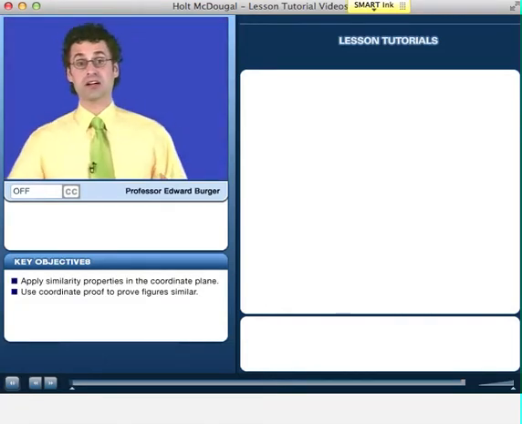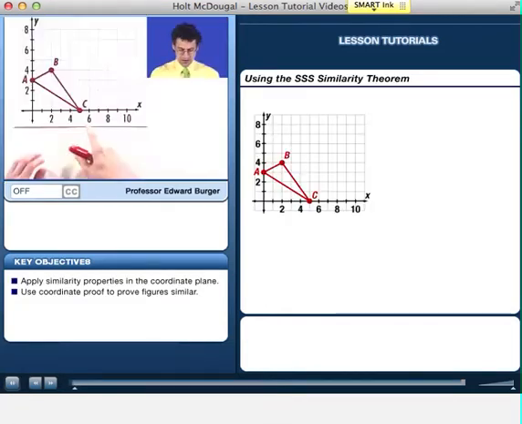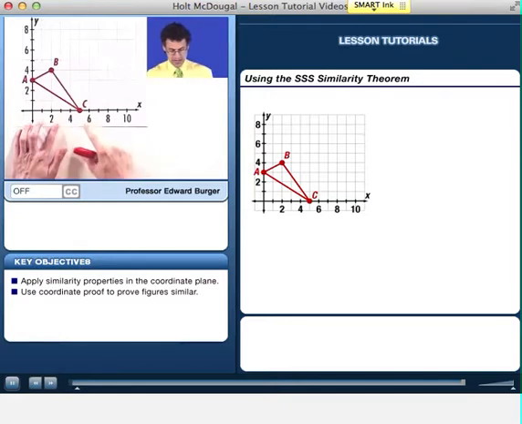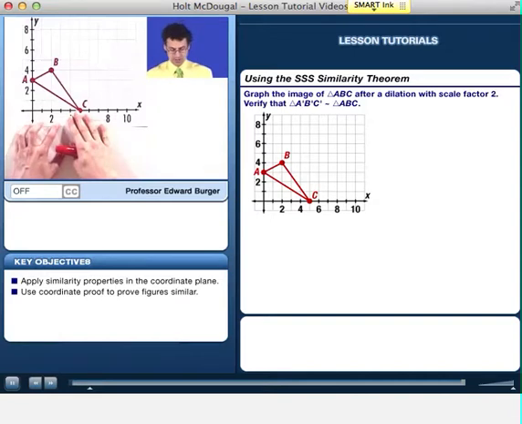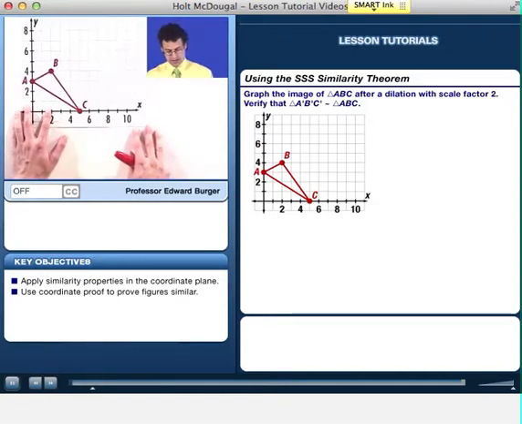All right, let's take a look at a geometric object. Here I've got a very simple little triangle in the plane, ABC, and I want us to graph the dilation of this shape with a scale factor of 2. So let's graph what we get if we were to consider a dilation of this with a scale factor of 2. What does that mean?